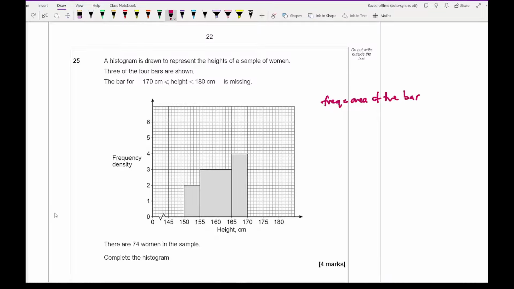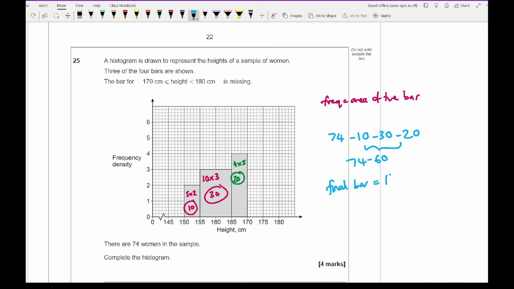So what we need to do first is work out the area of this first bar. That's going to be 5 times 2, which is 10. Then I'm going to do 10 times 3, which is 30. And I'll get rid of that 10 so it's not confusing. Then for the final bar, we've got 4 times 5, which is 20. So if I add up those numbers, I've got 74 minus 10 minus 30 minus 20. So this becomes 60. What that then becomes is that the final bar has a frequency of 14.